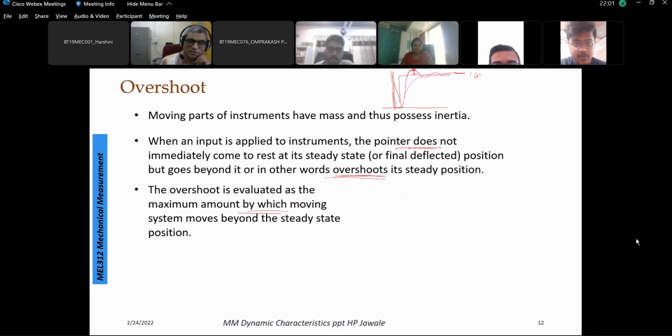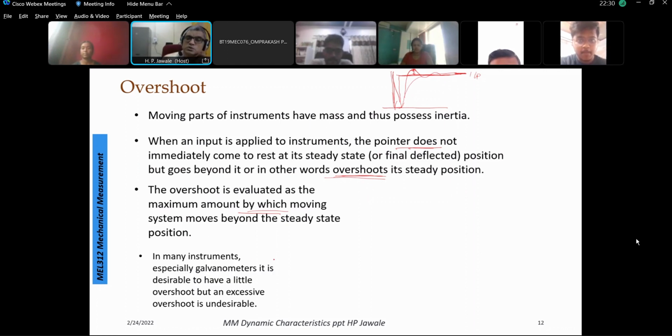Okay, it's okay. So the overshoot is evaluated as the maximum amount of the output that is shown, for which the system having some component in motion goes beyond the steady state position. So the steady state position is somewhere here. Whatever value is represented by the measurement system above the steady state position at the very first instance of the measurement, we call that an overshoot.